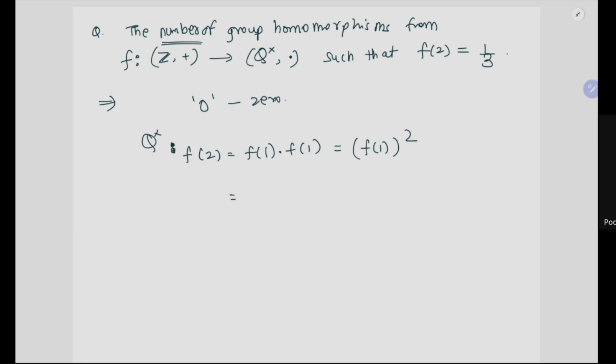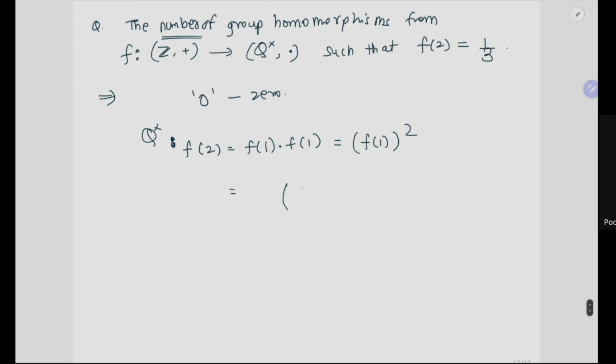And I want this to be 1 by 3. So I want f of 2 to be 1 by 3, which is the square of f of 1. So this implies f of 1 is 1 by root 3. But this is not rational, or does not belong to Q star. So we can't have such a group homomorphism.